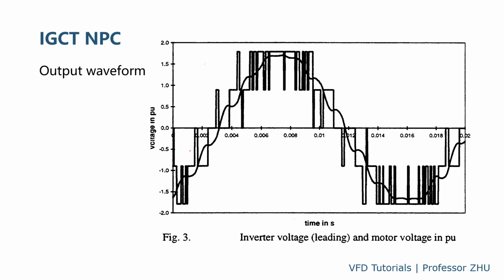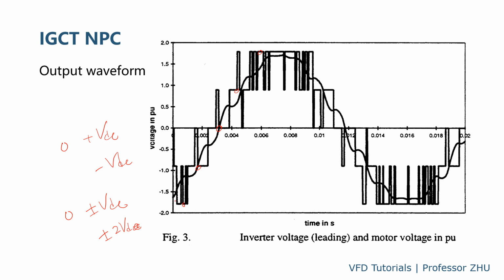For the phase voltage, we have 3 levels: 0, positive VDC, and negative VDC. For the line voltage, line to line, we have 0, positive and negative VDC, and positive and negative double VDC. So we have 5 different voltage levels: 0, positive twice, negative twice. So this is the VFD output voltage.